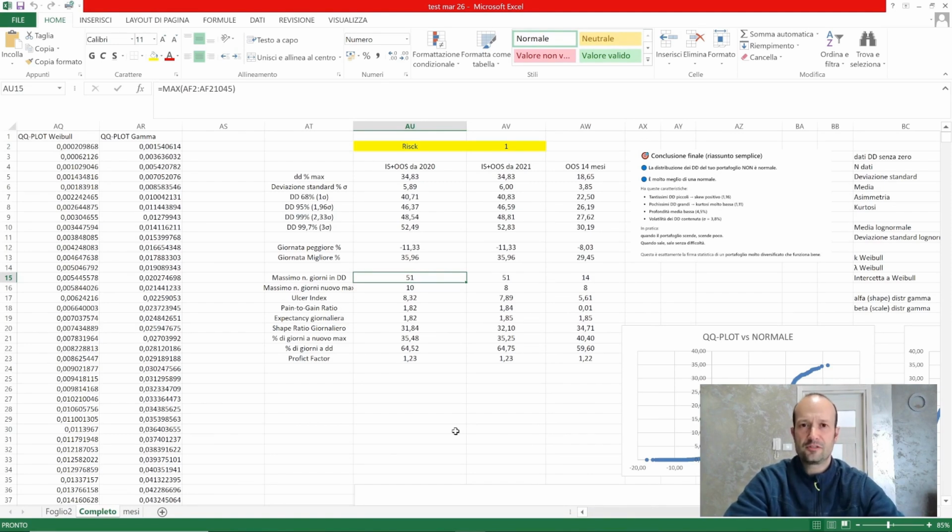And what do we do to achieve this? We perform a Monte Carlo analysis on our portfolio, taking it day by day. So I look at how much I gain or lose each day, and I shuffle the order of these days.